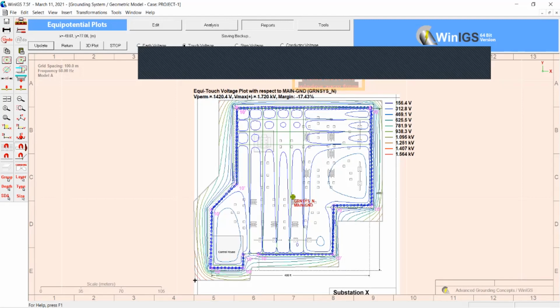But if your design is good enough, then your calculated touch voltage will be below the permissible touch voltage, including this margin. Okay, so you just analyze it later on, and you will see that's what will happen. And if you have any hardship, in case your touch voltage is higher than this number, then definitely you have to redesign. Redesign doesn't mean that you have to throw out everything you did. You just have to modify something.